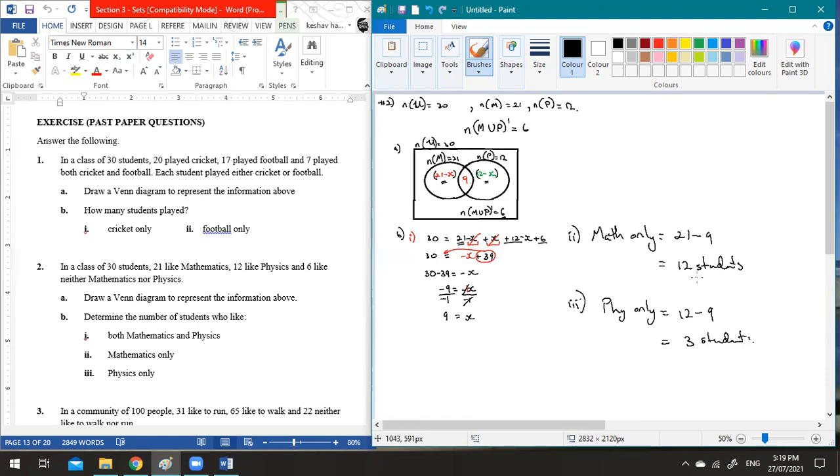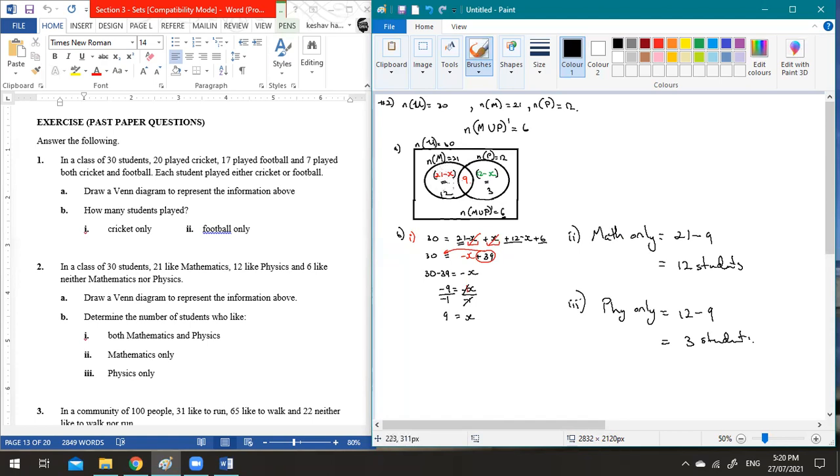Now, if you were to check it, you would see if you're correct, right? So if this represents 12, and this represents 3, 12 add 9 is 21, add 3 is 24, plus 6 is 30, which is the total number of students. So that's correct.